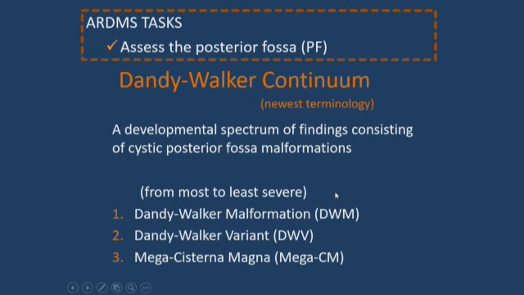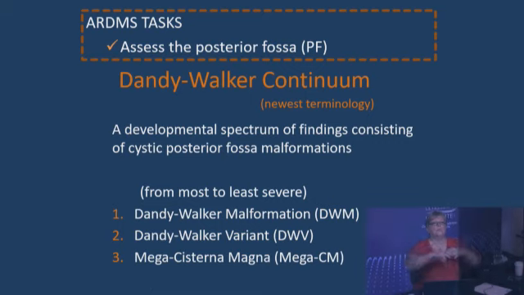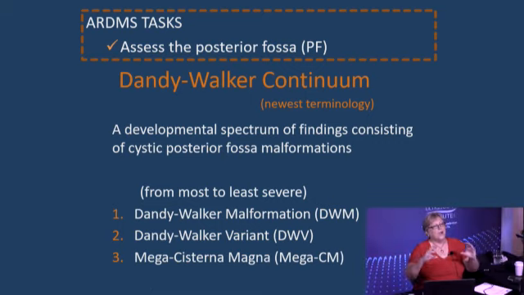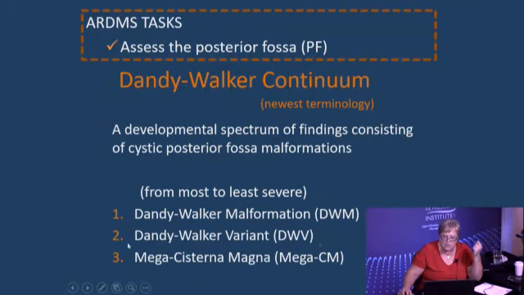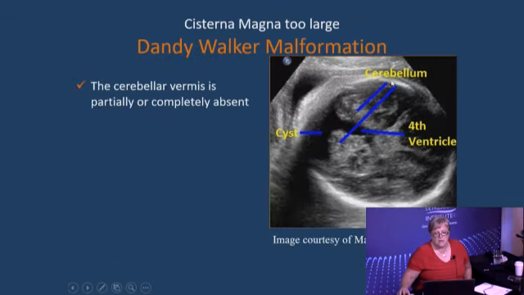It used to be known as Dandy-Walker malformation, but there are so many different parts, components, or variations of this. They call it a continuum because there are different things that we're using now: Dandy-Walker malformation, the variant, and then the megacisterna magna. So it's a developmental spectrum of findings consisting of cystic posterior fossa malformations. So, cisterna magna too large.